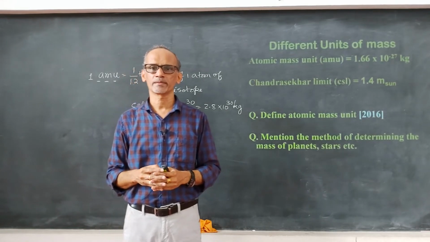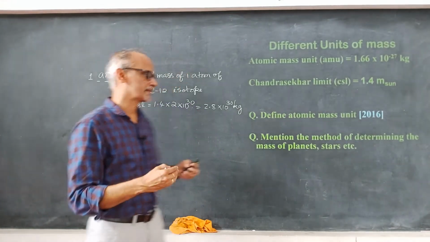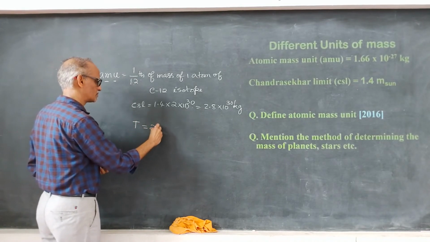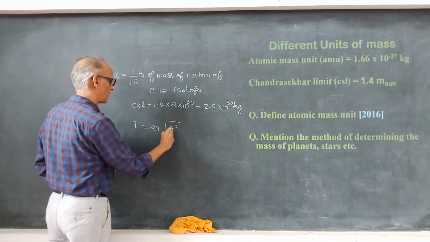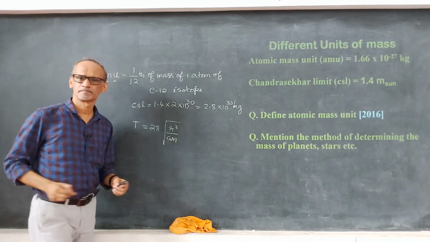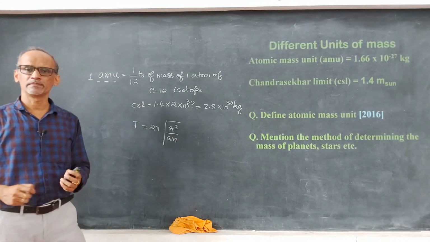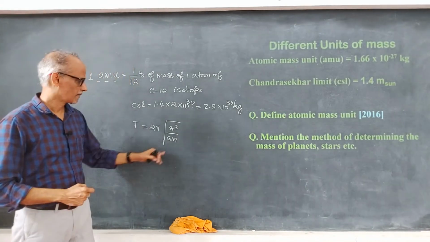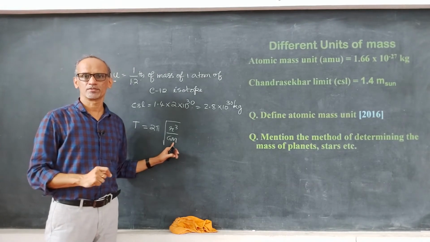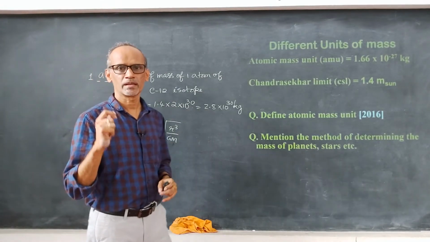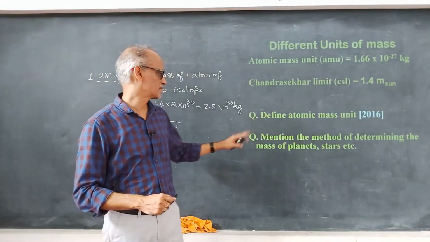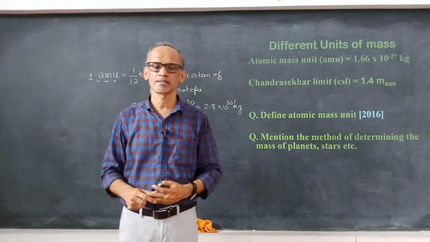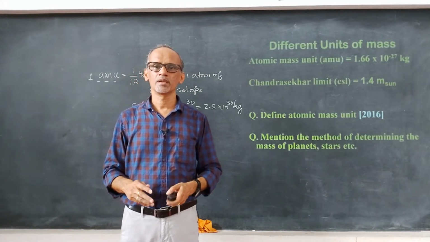which are moving around it, and thereby we calculate the time period of revolution of the satellites using T is equal to 2 pi root of r cube by GM. By knowing the time period of revolution of the satellites around a planet, the mass of that planet can be measured. So, this method is called the gravitational method. So, what is the answer to this particular question? Mention the method of determining the mass of the planets and the stars. It is by the gravitational method.